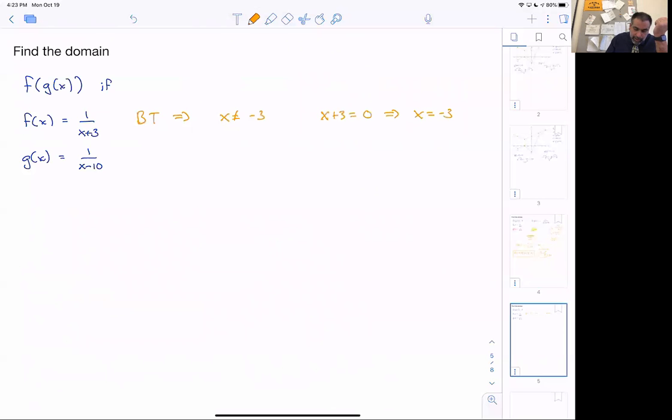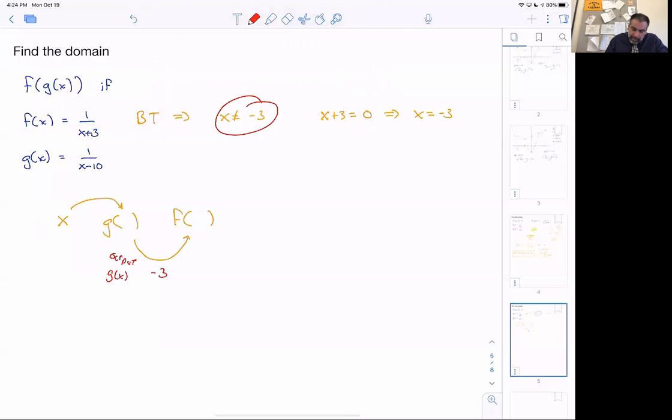Now, if you remember how this works, we're talking about taking the x, plugging it into g first, and then that output becomes the input of f. So what we're saying is we are in danger if we ever see a negative 3 coming here. So this is the output of g of x on this side, but it's the input of f of x on the other side. We know if negative 3 is the input of f of x, we've got trouble. The only time that can happen is if negative 3 is the output of g of x.